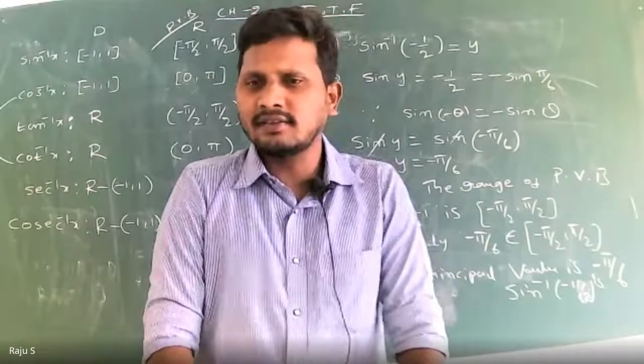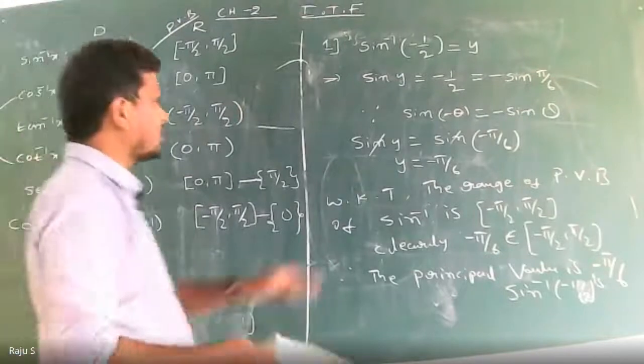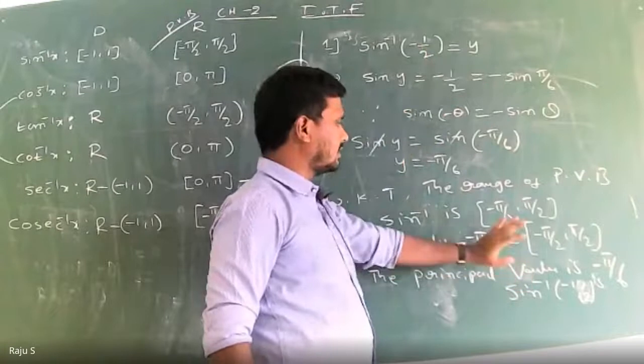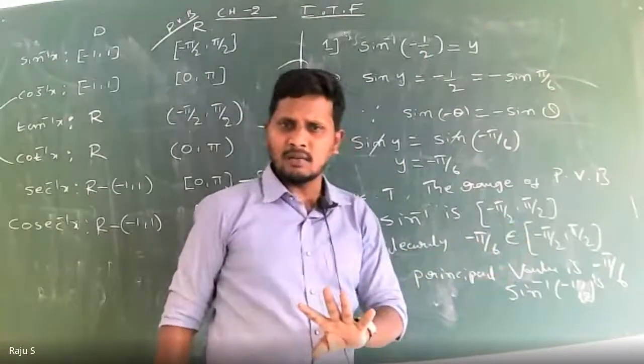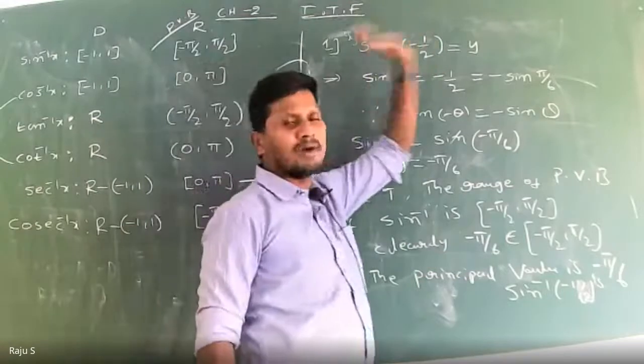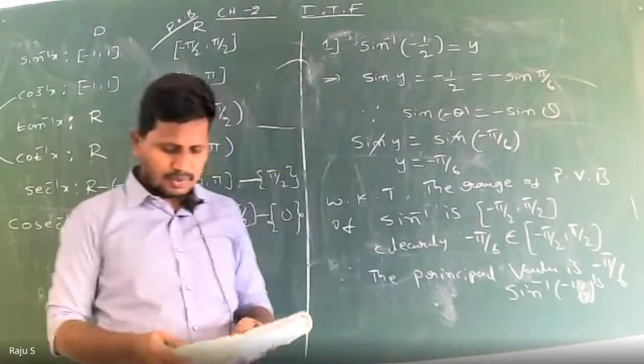Now let us see the second question. Any doubt? Just find the theta value. That's it. Remember the principal value branch and find the corresponding value. What is sine inverse of minus 1 by 2? That value we need to find. Then what about the second question?